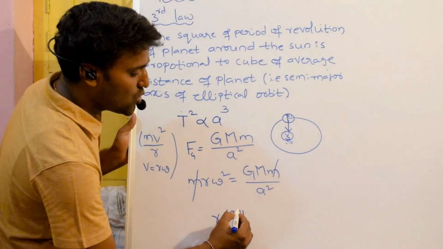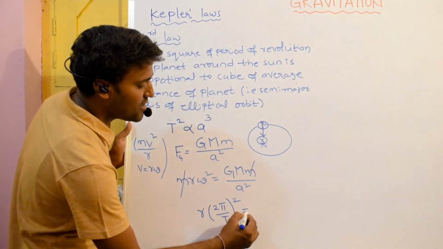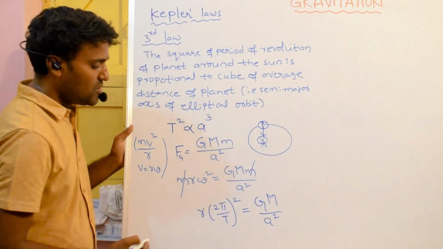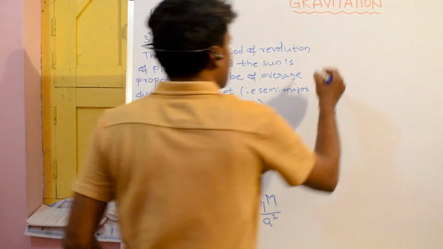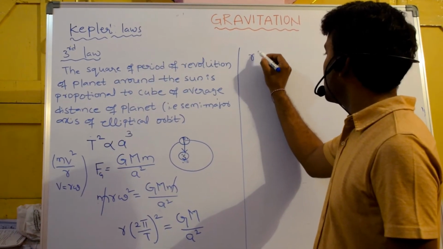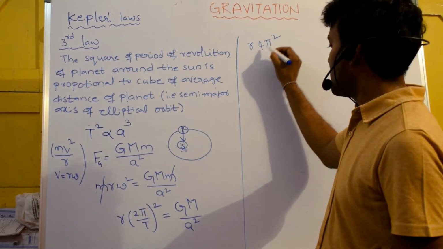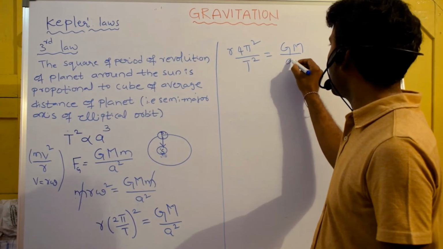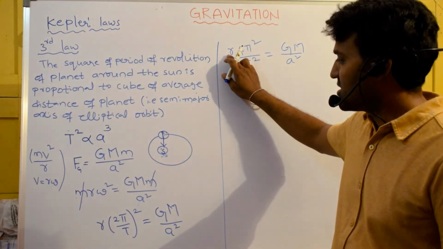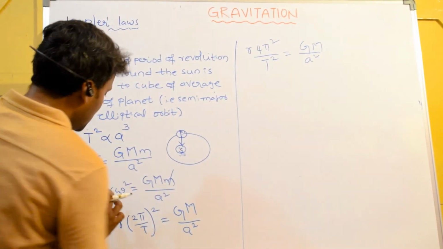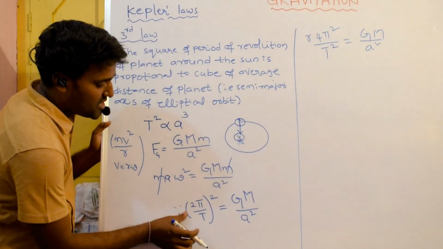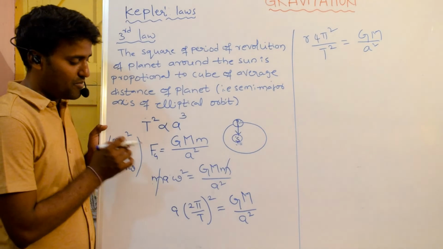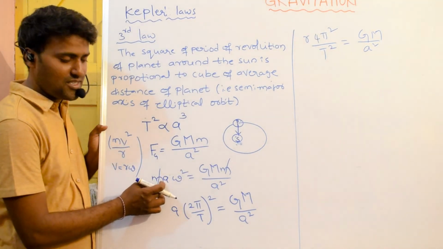Omega is nothing but 2 pi by T. That equals G capital M divided by A square. Now the whole square is applied to omega equal to 2 pi by T, giving 4 pi square divided by T square equal to G M divided by A square. But here R is there, meaning the distance I have taken as A, so I am writing it as A for our understanding. The symbol should be the same. V is equal to r omega is the formula, but we consider the distance to be A.